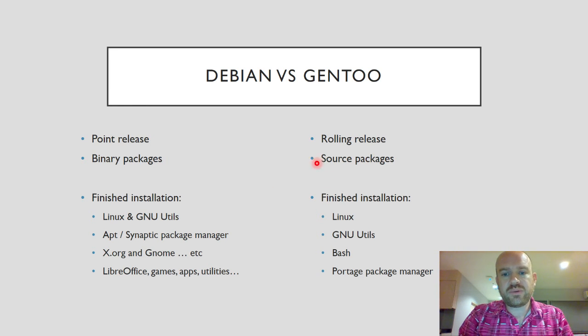Whereas Gentoo uses source packages as default, which then means that you have to spend a lot of time waiting for that source to build into a binary. But that binary is going to be built for your system. It's going to be so much faster. So if you spend a lot of time with the computer, you're going to notice some performance gains.